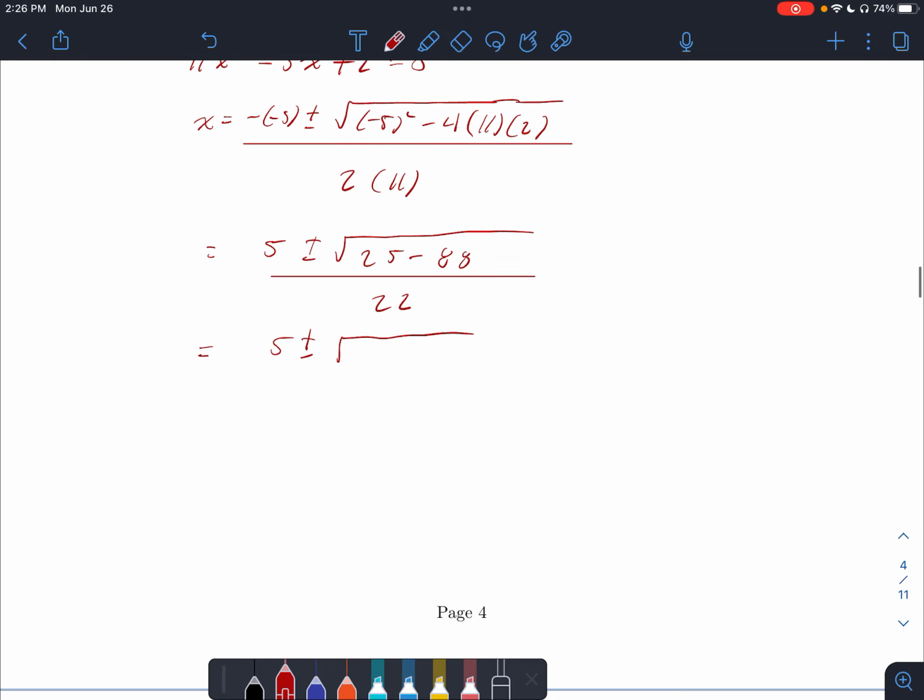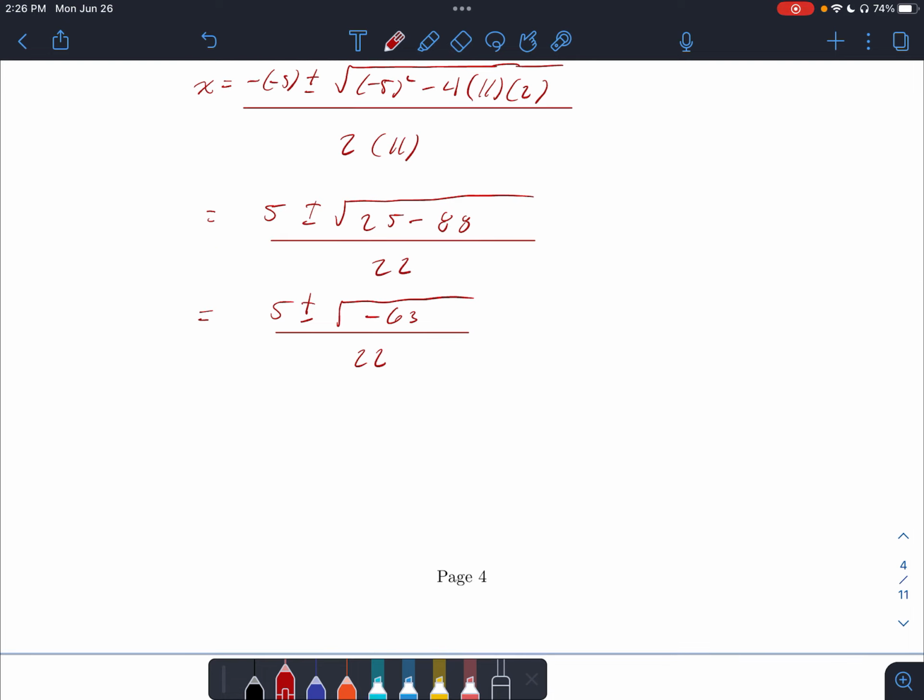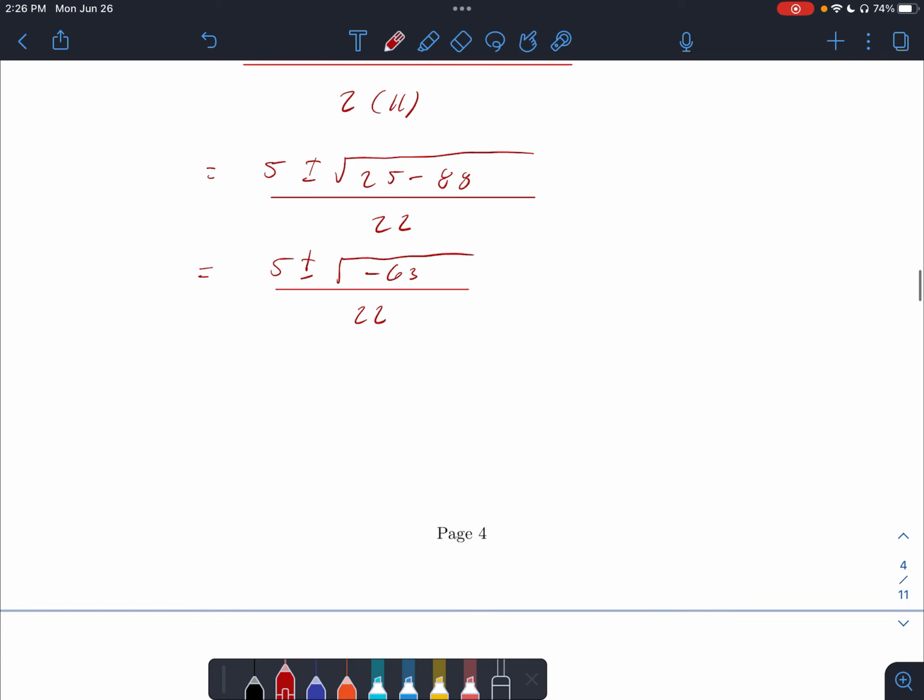We have negative 63 all over 22. Okay. So then we have 5 plus or minus. We can now pull an i out of this one, so to speak. So we have the square root of 63 i all over 22.